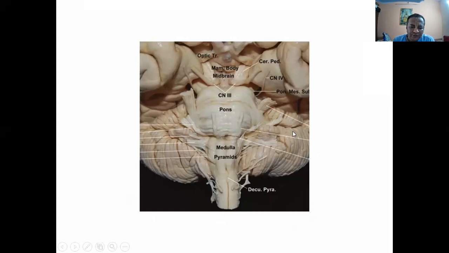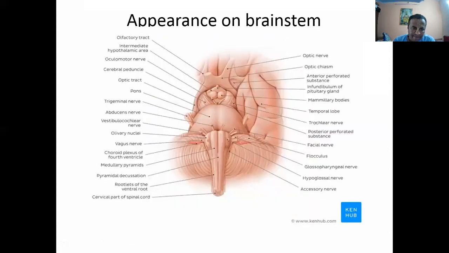And this is how the third nerve arises from the side of the crus. Fourth nerve arises from the lateral side because it is coming from the posterior aspect. And sixth nerve is here at the junction of pons and medulla. So this is the appearance on the brainstem. You can see here the third nerve is on the medial side of the brainstem. Fourth nerve is on the lateral side of the brainstem.